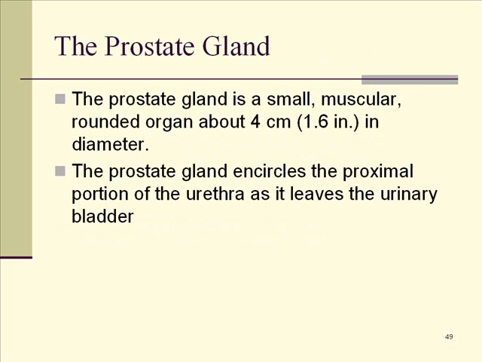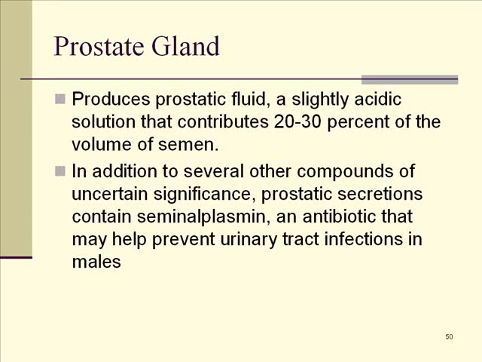The prostate gland is a small muscular rounded organ about 4 centimeters in diameter. The prostate gland encircles the proximal portion of the urethra as it leaves the urinary bladder. It produces prostatic fluid, slightly acidic, which contributes about 20-30% of the volume of the semen. In addition to several other compounds of uncertain significance, the prostatic secretions contain seminalplasmin. Seminalplasmin basically is an antibiotic of sorts that may help prevent urinary tract infections in males.